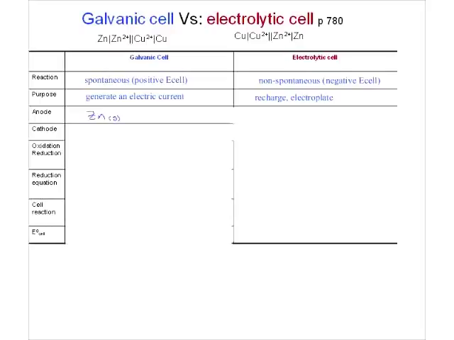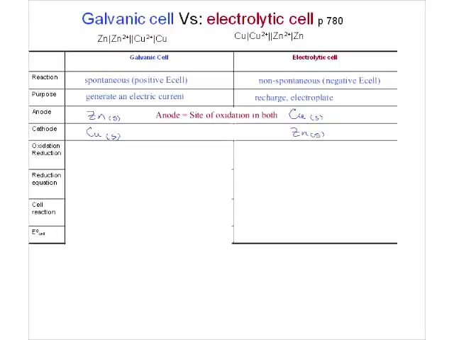Okay, the anode in this case is going to be the zinc, because this is on the anode side in my shorthand notation. And in this case, the anode is going to be the copper. And remember now, the anode is the site of oxidation in both of these cells. Regardless of whether it's on the left or right, we have to look at where the oxidation is occurring. The cathode is going to be the copper, and in the electrolytic cell, the cathode is going to be the zinc. And again, cathode is on the right-hand side. So zinc is the cathode here. In this case, copper is the cathode.